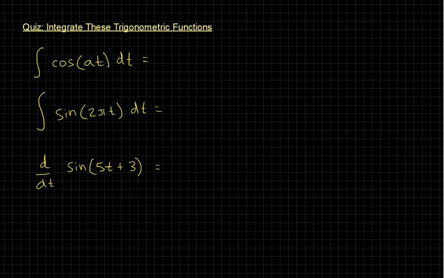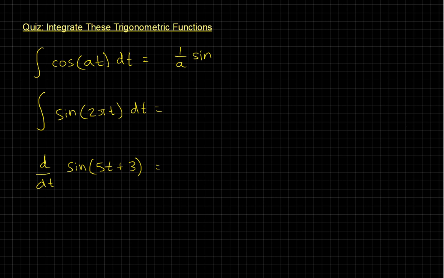Okay, and what we should get for the first case, 1 over that letter A, is constant, sine of AT plus C. And remember, you know that A is a constant because we've said with respect to dt, therefore t is the variable, and all the other letters are treated as constants. Second case, we should have 1 over 2 pi, minus that cos 2 pi t plus c.